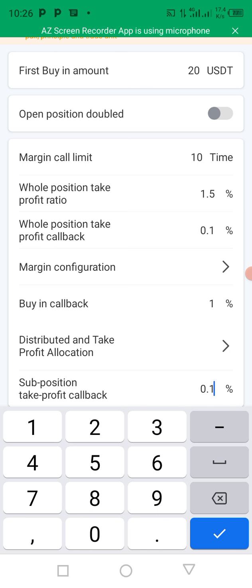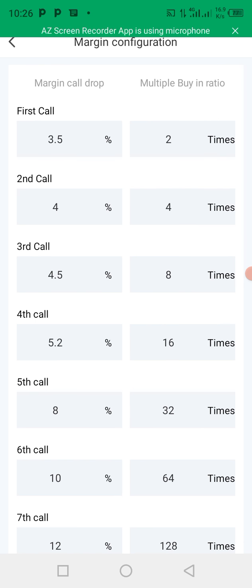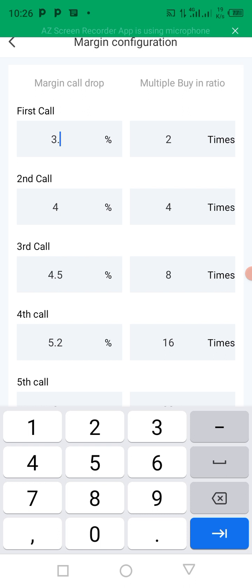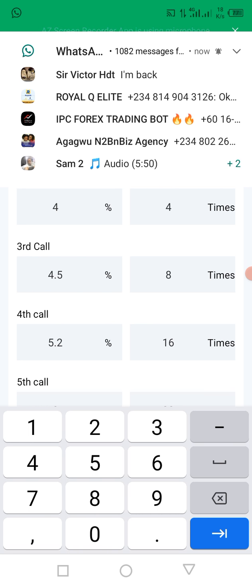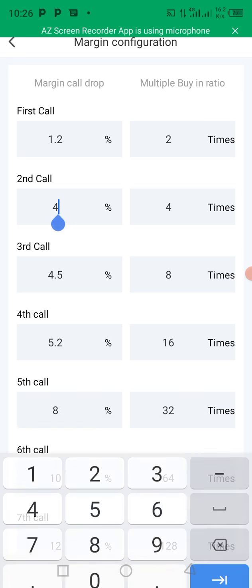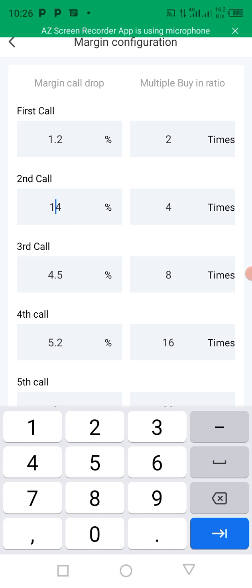Then you see margin configuration. Click on margin configuration. This is where you set other further trading, which the robot will be buying for you subsequently as the coin price goes down. It buys at a cheaper rate automatically without you worrying yourself. Since you set 1% over there, here you set 1.2%, here you set 1.4%, here you set 1.6%.